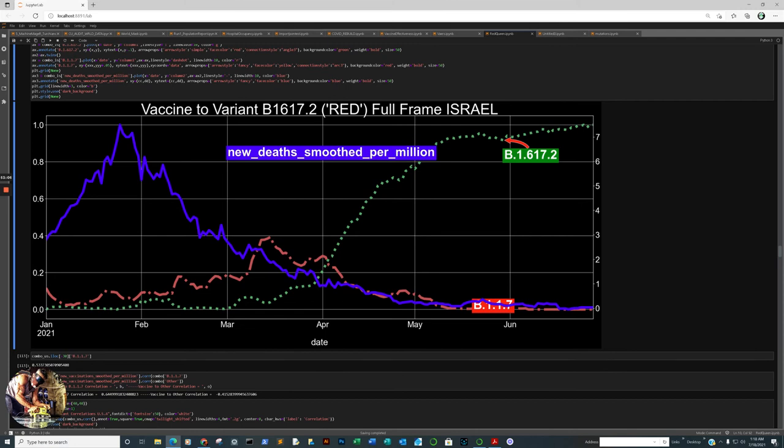I call it infotainment, where they're trying to scare the life out of people. It doesn't mean they can't be right. There's a chance they could be right, and something weird could happen, and all the events could turn around, and the B1617-2 is exactly what they said it is. But observational data leading up to that doesn't support that conclusion.